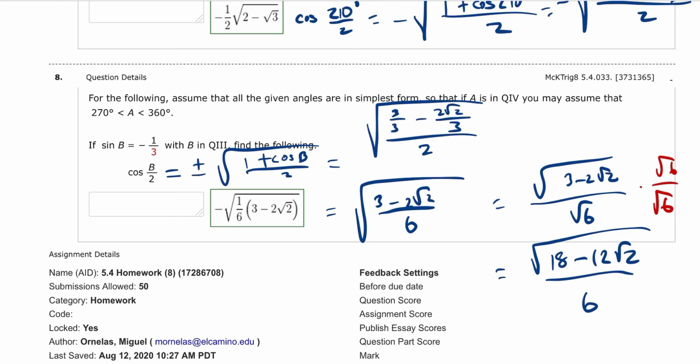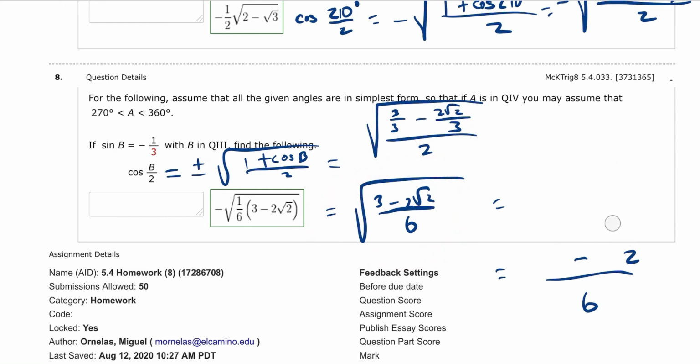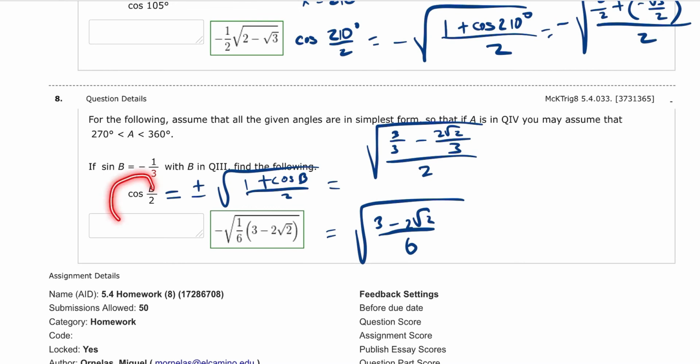Okay, so they left it in this form. So we could have just left it in this form. We didn't have to go the extra mile over here. And actually, we forgot to consider whether it was positive or negative. And let's see. Cosine is negative because b over 2 must be in quadrant 3. They're telling us it's in quadrant 3. So therefore, cosine is negative in quadrant 3, so it should be negative.